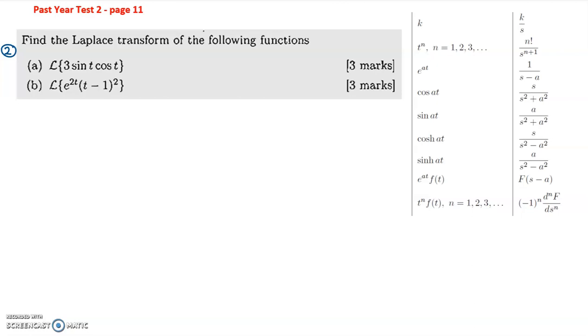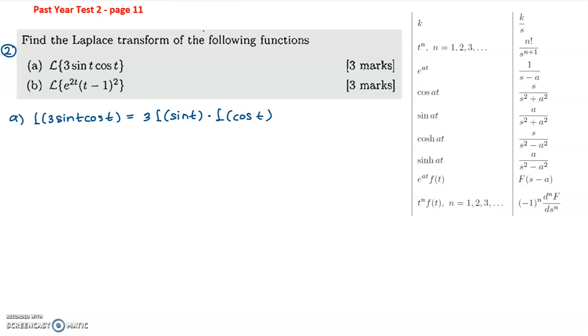Look at A. For this one, in the bracket you can see you have two terms, sine t and cos t. The common mistake that some students made previously is this: Laplace of 3 sine t cos t, they put aside the 3 because of the linearity property, this is right, and then they tend to write the Laplace of sine t times the Laplace of cos t.